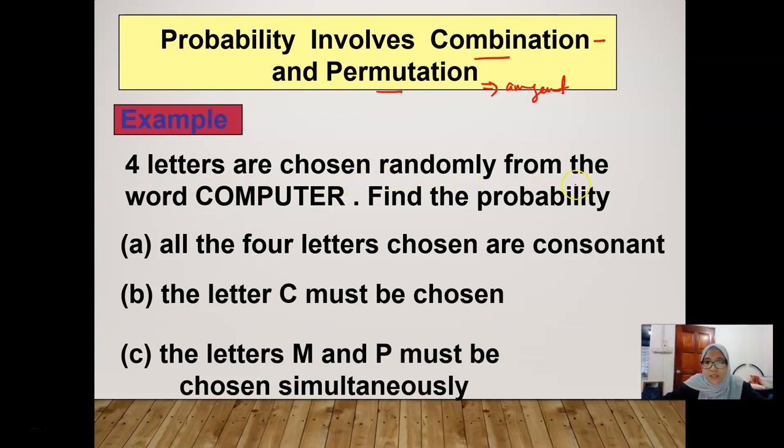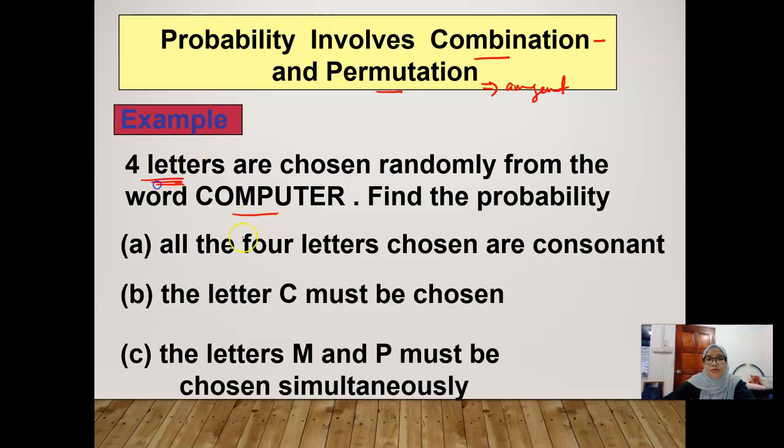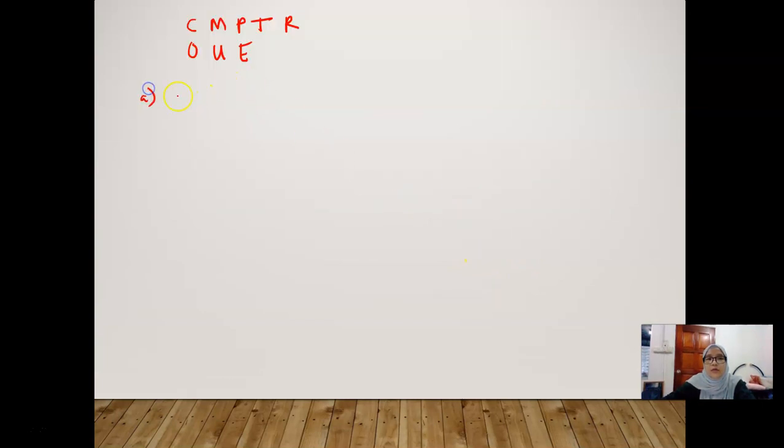Okay, 4 letters are chosen randomly from the word COMPUTER. Find the probability that all 4 letters chosen are consonants. Letter C must be chosen. Letters M and P must be chosen simultaneously. We are choosing from the word COMPUTER. We consider consonant and not consonant. So COMPUTER: this is a vowel, this is a vowel, the rest are consonants. The question is 4 letters are chosen, and all 4 letters must be consonants. What is the formula for finding probability? Probability of A equals number of A over number of S.